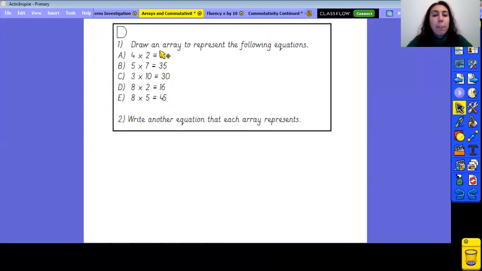Okay, so then when you've done that for each equation, could you then think of the commutative expression? So here I know that 4 times 2 is 8, so I could have 4 groups of 2, or I could say, swapping these around because it's commutative, 2 groups of 4 is 8. So for each one, could you write that alternative equation as well?